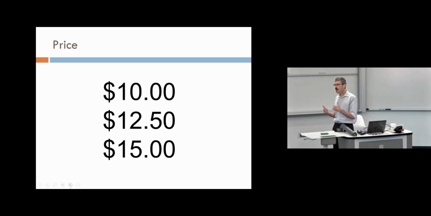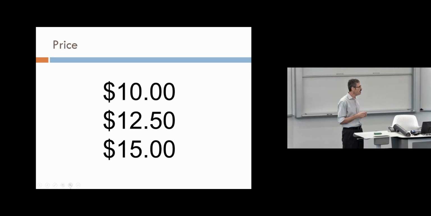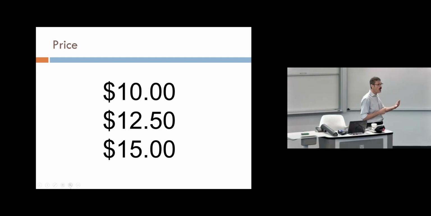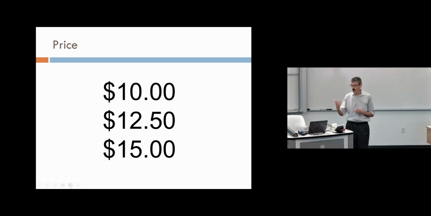I'm also thinking about what price point to offer in the marketplace. So we can imagine a lunch. Maybe the cost is going to be $10. That's the price that I'll charge. Maybe it'll be $12.50.